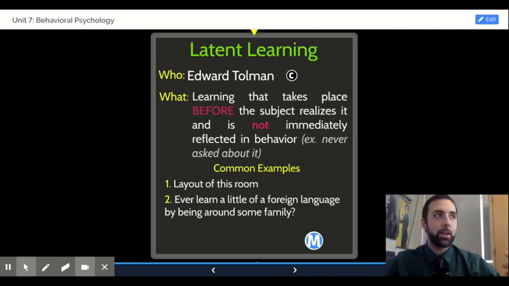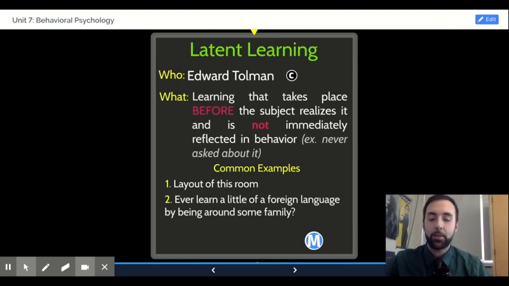If I asked you to close your eyes and asked you to identify these regions of my classroom, you might be surprised at how well you do. Maybe you didn't recognize all of those locations, but you might have known a couple of them. Nobody ever quizzed you on the layout of my classroom, but that information still was learned at some point.